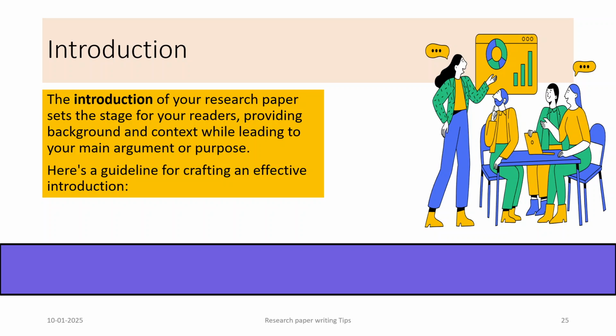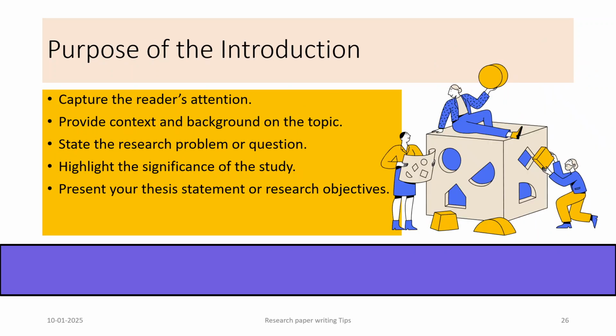Then we are going for writing the introduction. So how to write the introduction for a paper? The introduction of our research paper sets the stage for our readers, providing background and context while leading to our main argument or purpose. Here is a guideline. How do you follow the guideline? Here, first of all, capture the reader's attention. What exactly you want to do here? Provide the context and background on this paper.